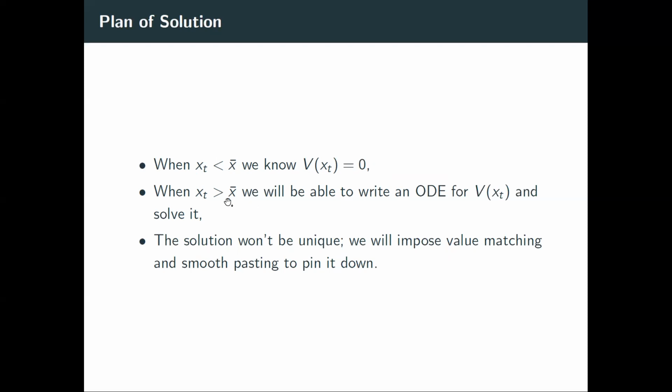And we will again impose already familiar conditions, which are value matching and smooth pasting, to glue two parts of the value function. This is the first part, which is for xt below x bar. And what we get here will be the second part. So that's the plan. Let's now go with it, and we'll do the second part here. That is, we will try to construct a differential equation for the value function in this region and actually solve it.